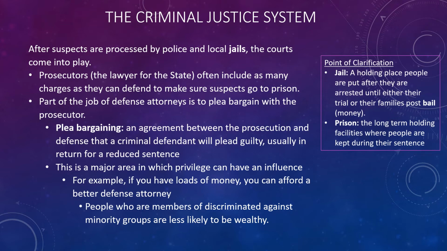For example, if you have loads of money, you can afford a better defense attorney. People who don't have any money then have to use publicly appointed attorneys who do the best job they possibly can, but they may not necessarily be the absolute best attorney. And for example, people who are members of discriminated against groups are less likely to be wealthy, and thus that is another area where the criminal justice system definitely has some problematic racist and classist and everything else-ist problems with the system itself.